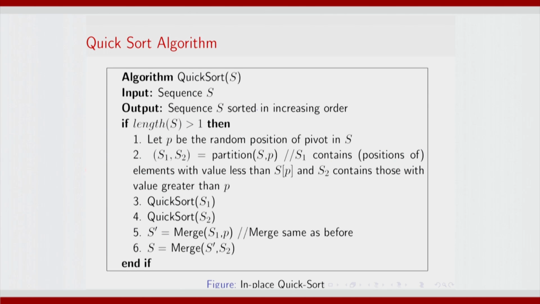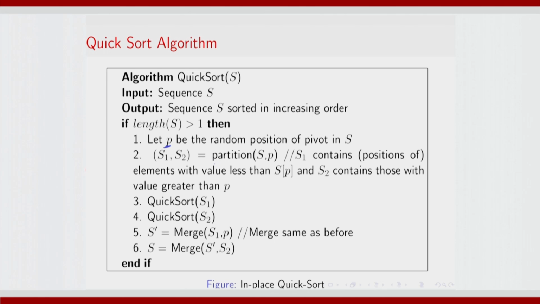So here is a quicksort algorithm. We have discussed an in place implementation of quicksort. So given an input sequence S, pick a random pivot position P, partition S into S1, S2. Now we would like to do this in place. What does this mean? How do you partition S based on P into S1 and S2? This will be the subject matter of an exercise, a homework exercise.